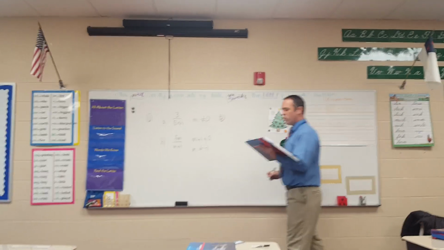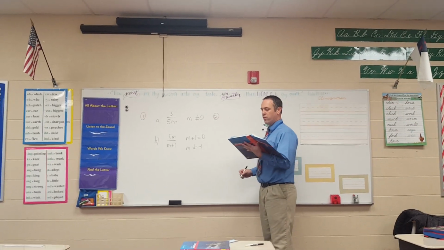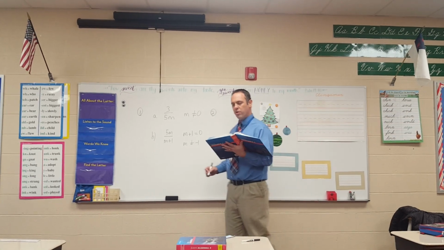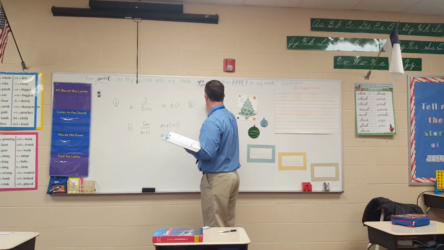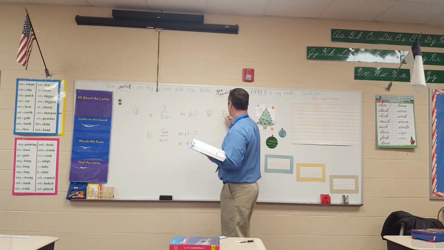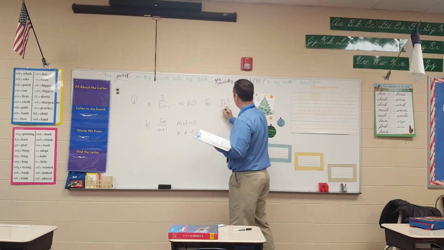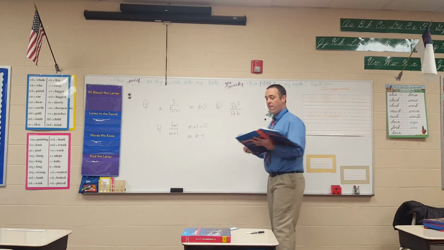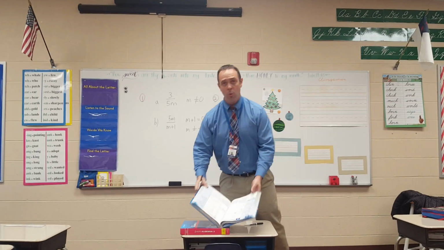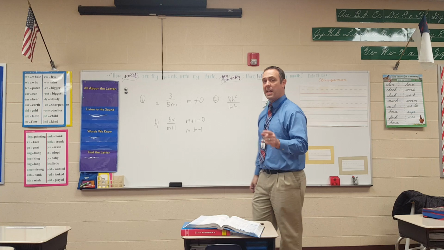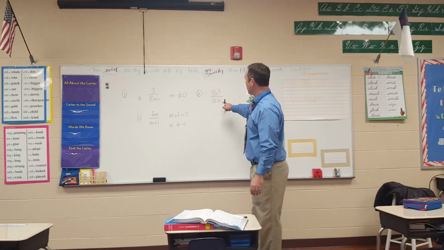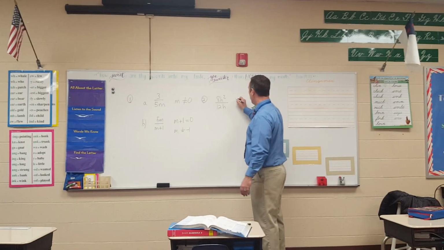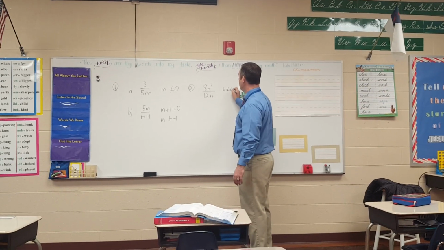All right, now this one says to simplify the rational expression. Simplify each rational expression. If possible, identify any excluded values. So we want to identify the excluded values first, and then we want to simplify. Now, when we simplify, we're going to cancel any common factors in the numerator and denominator. So look here again. What can h not equal? Well, h cannot equal 0.